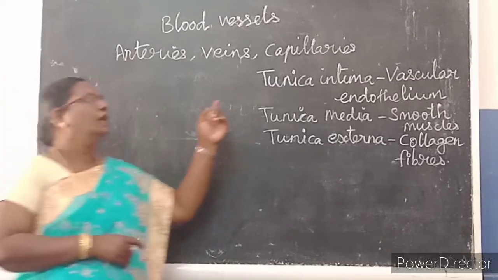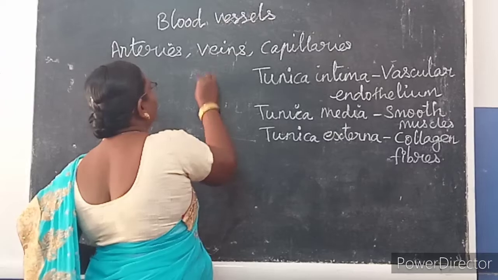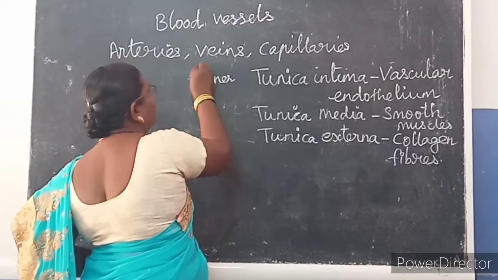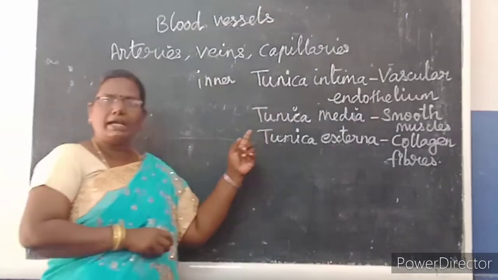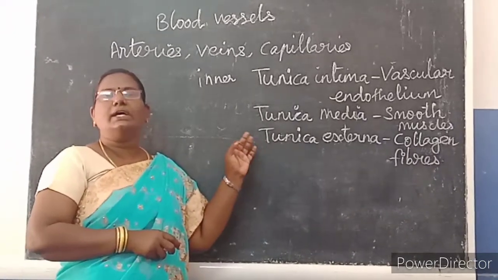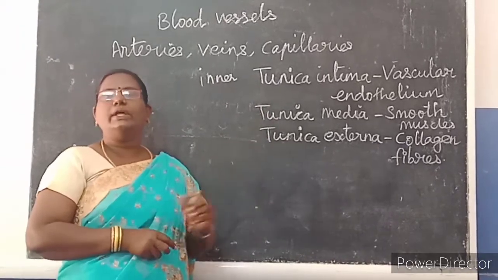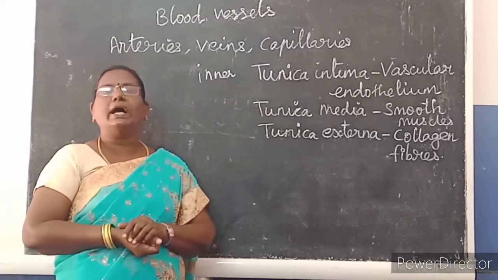The first one is the tunica intima, the inner layer. Then the second, middle layer is the tunica media, and the outer is the tunica externa. So what are the three layers? First one is tunica intima, tunica media and tunica externa.